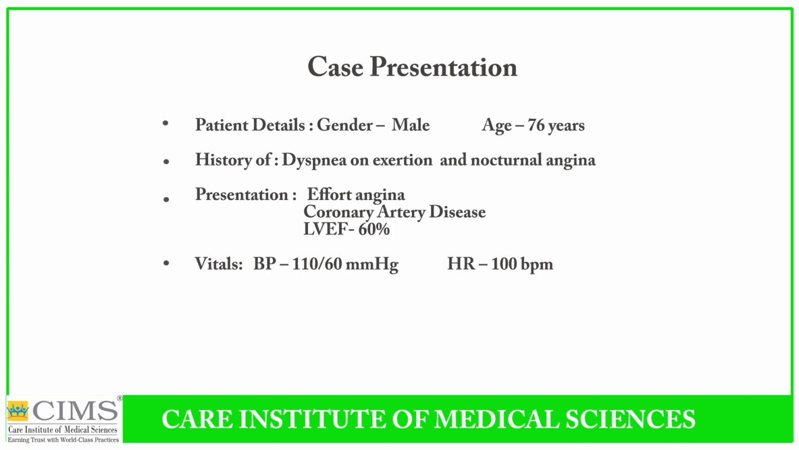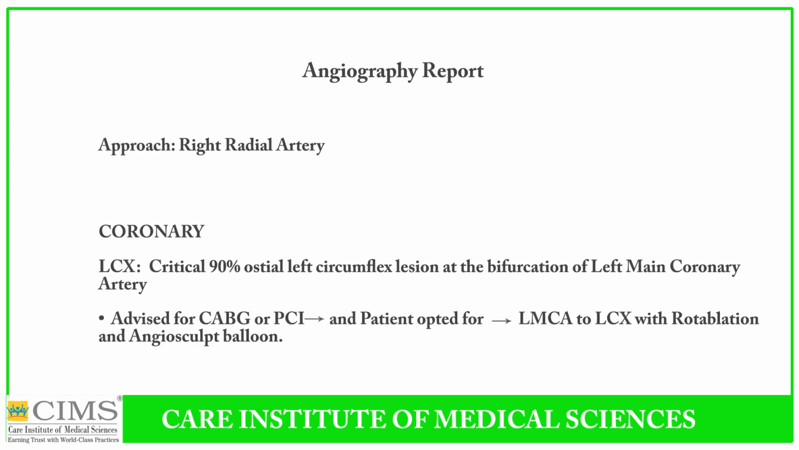This is a 76-year-old gentleman who was having dyspnea on exertion, nocturnal angina as well as effort angina, with normal LV function and normal vital signs. Angiographic report via right radial artery showed 90% ostial left circumflex lesion right at the bifurcation of left main into LAD and circumflex. He was advised bypass surgery at an outside center, or high-risk angioplasty using rotablation.